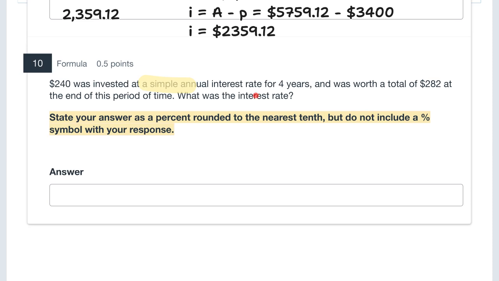Number 10 here, we're going to finish with a simple interest one, right? Remember the simple interest right here. That tells us we're going to be using I equals PRT in here somewhere. The question is going to ask what is the interest rate. So we'll be looking for R. And note that here, this 282 is the future value A.